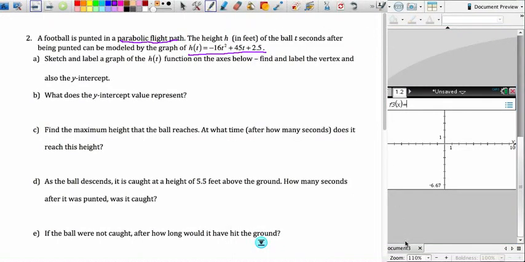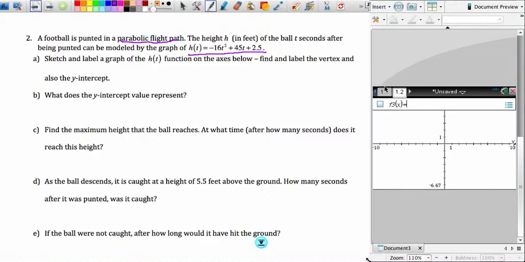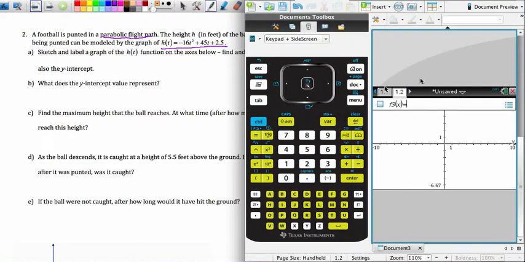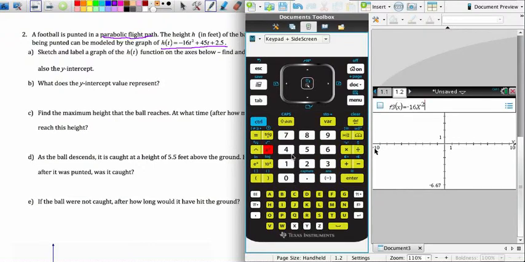So let me just give myself a little bit of space here. So I have negative 16 t squared. Of course I'm going to use x as I did before. Let me just see, no, I don't want the caps on. Negative 16x, there we go, squared, plus 45x plus 2.5. I'm going to go ahead and hit enter.